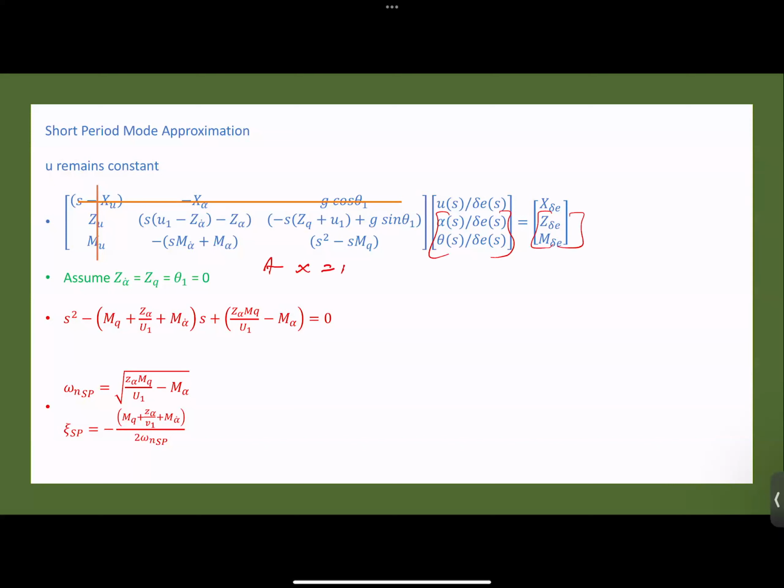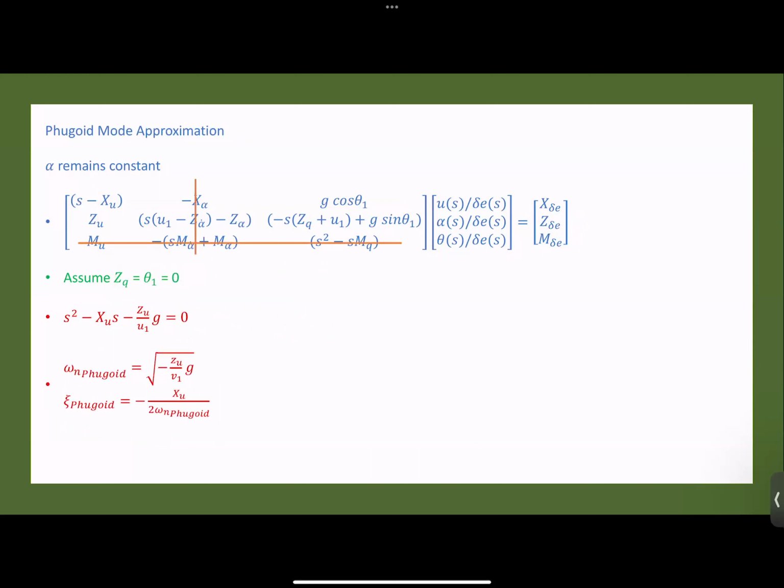So your Ax equal to B becomes a compact version. So this is the assumption that we make here. And then the second order equation of motion that you get is given by this. And upon solving it or equating it to the typical second order equation, you get the natural frequency and damping ratio like this. Okay. Similarly, we make a phugoid mode approximation.